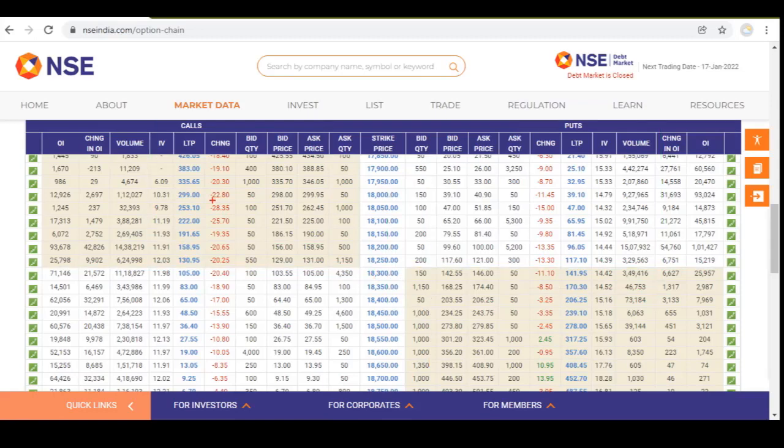Apart from these, we will also see things that are important for you in the option chain. The first one is open interest. Second one is change in open interest.